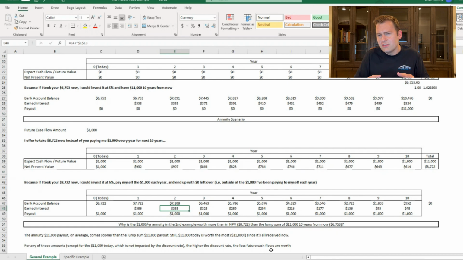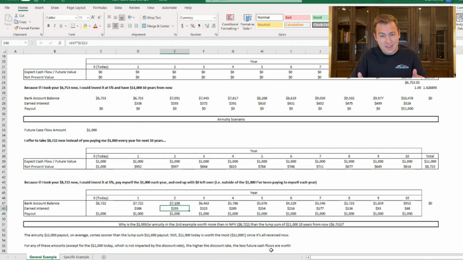Now here's a good question to ponder. Why was the lump sum $11,000 10 years from now worth $6,753, when the same amount, $11,000 spread over 10 years with $1,000 a year, the annuity example, was worth $8,722? Why was the annuity worth more in today's dollars than the lump sum?